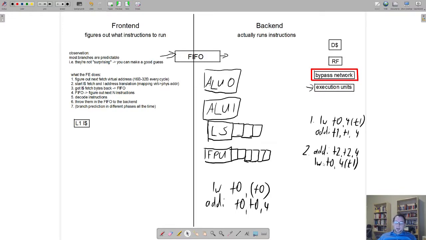So the register file here is where values get written back for any instruction that's actually retired. And if there's any unpredictable delay and so on, that guarantees that the data is there if you need it.